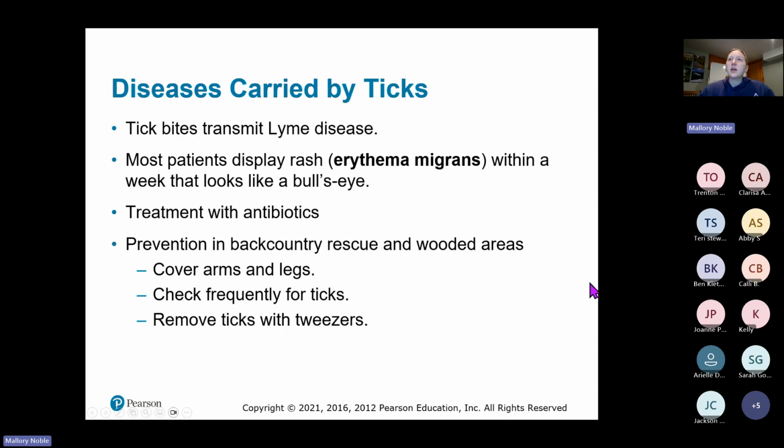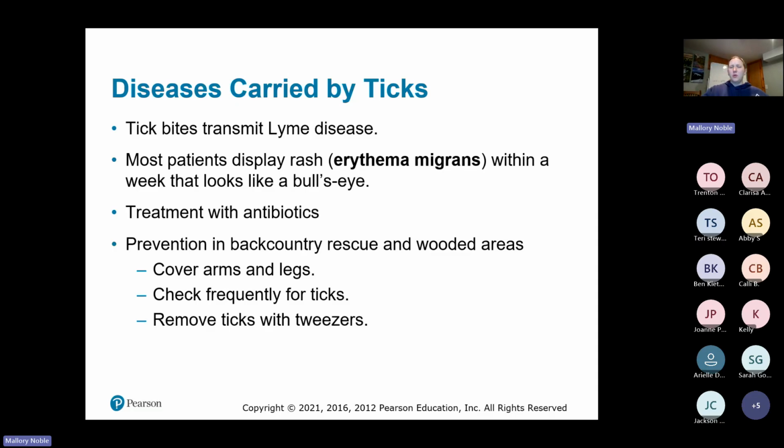Diseases carried by ticks. So this is something that is very prevalent in our area. Tick bites that have Lyme disease. Most patients will display a rash within a week that looks like a bullseye. However, Lyme disease is one of those things where it can take years for it to actually show itself in somebody's body. It is treated with antibiotics.